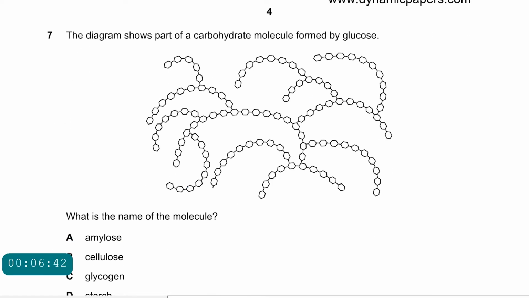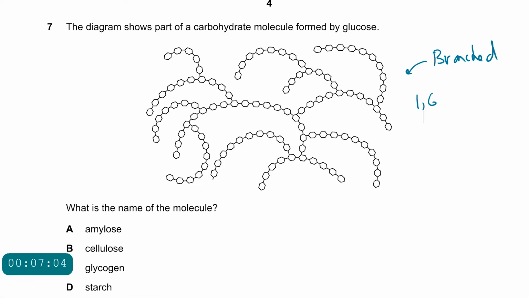A diagram shows part of a carbohydrate molecule formed by glucose. What is the name of the molecule? Here you could see a highly branched chain. In this case, we know it's going to have 1,6 glycosidic bonds. Therefore, let's see the suggestions. Here we have amylose. It's an unbranched molecule and it's only 1 to 4 glycosidic bonds. Therefore, it cannot be amylose. Cellulose. Cellulose is not branched, so this is also incorrect.